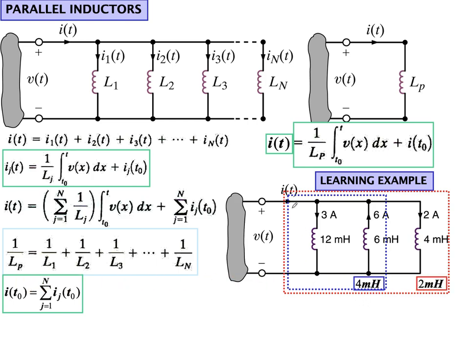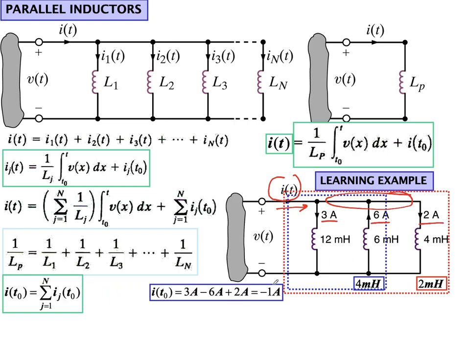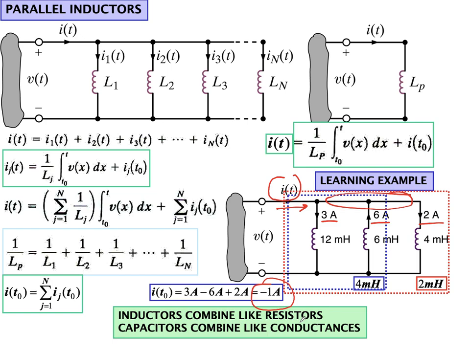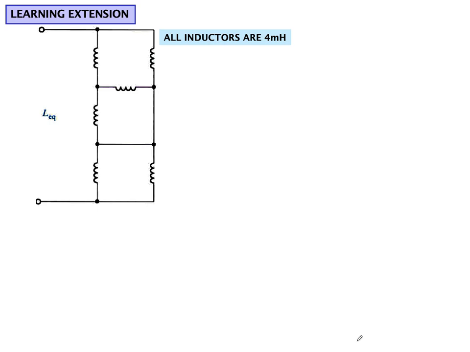And what about the initial current, if you want to find i(t)? If we just apply KCL over here, the current entering this node is i(t), and the current leaving the node is 3 minus 6 and 2. If you add these together, the answer comes out to be minus 1. So this is the initial current in this case. So inductors combine like resistors, and capacitors combine like conductances. This is what we conclude from this discussion.